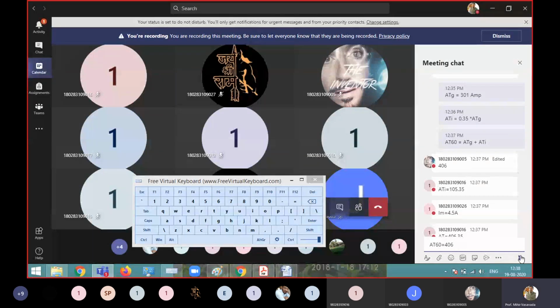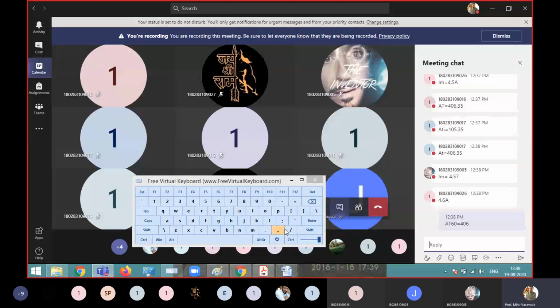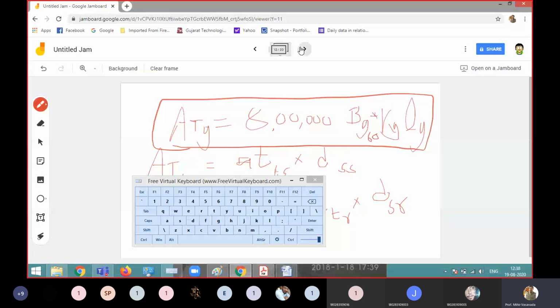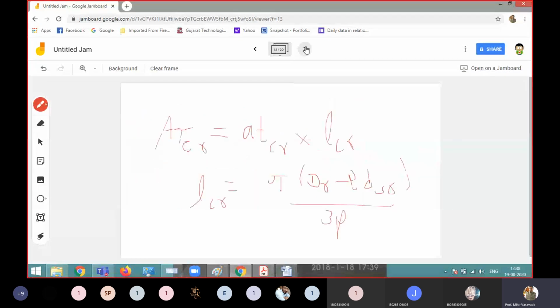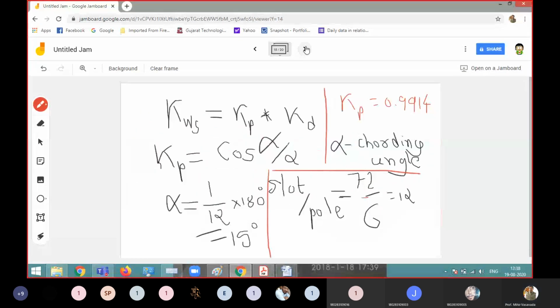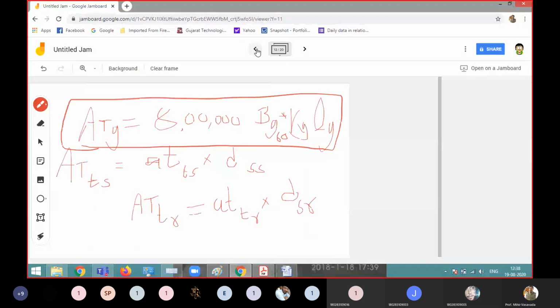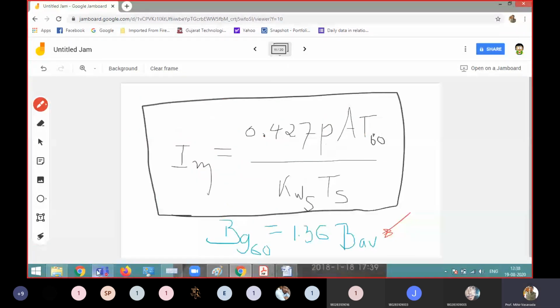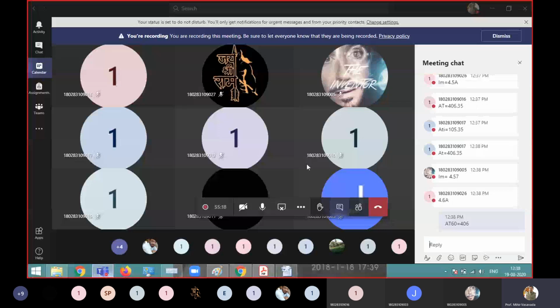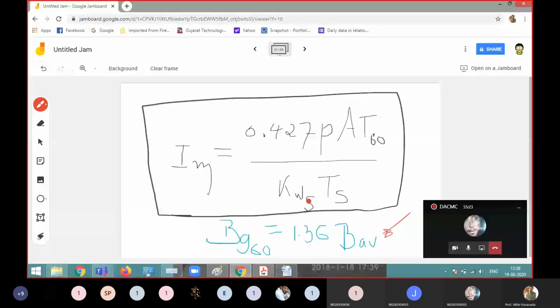Now everyone is in full swing, everyone is writing in the chat box, right? And put that value here. I am giving you the equation on screen to find out IM. We started with that equation. Is it visible to everyone? So put all the values here and you will get IM equal to 4.56.